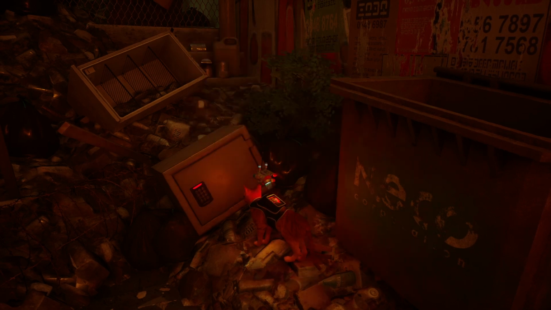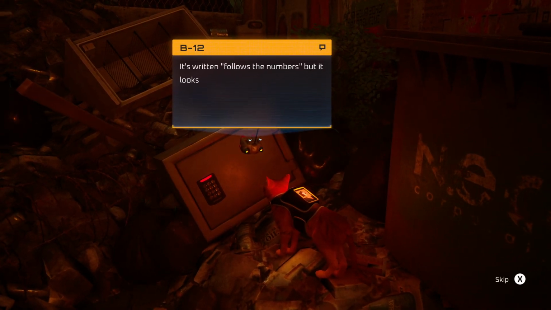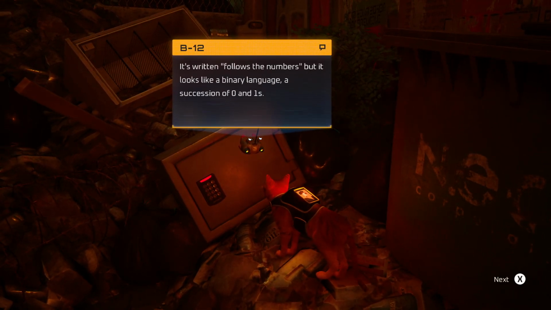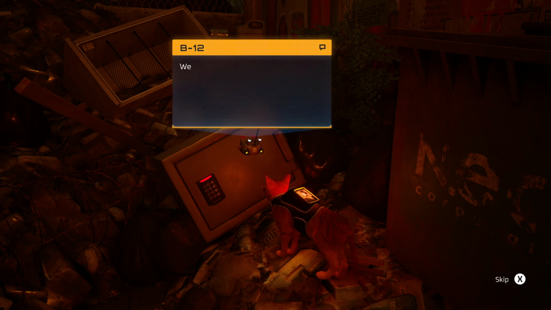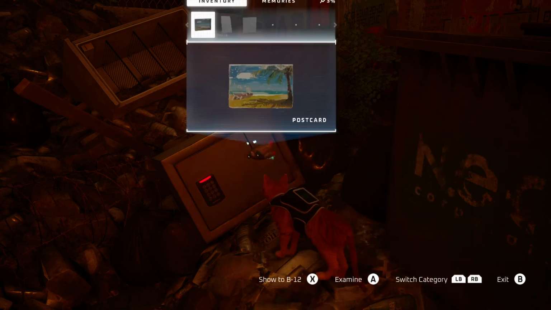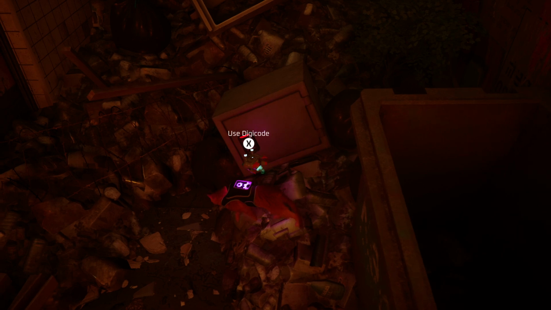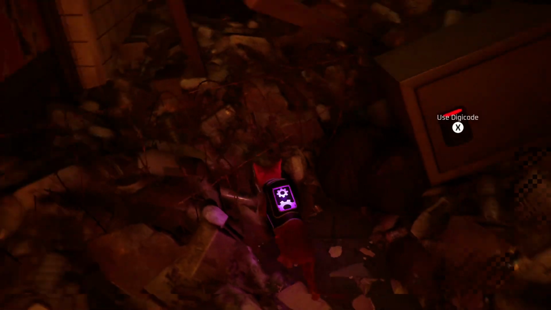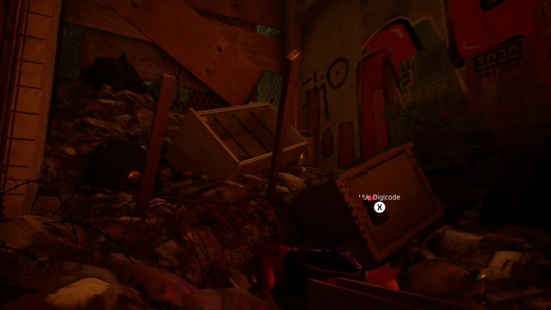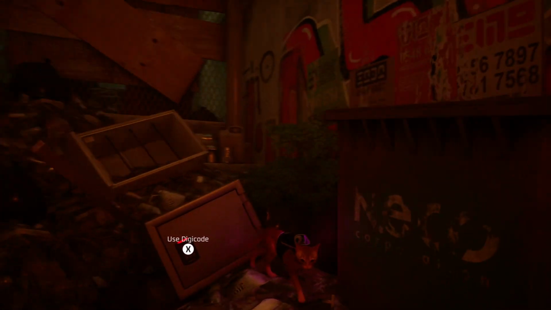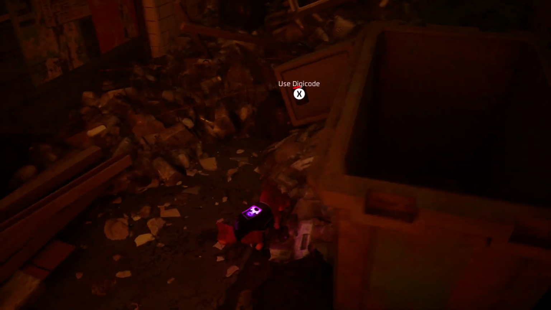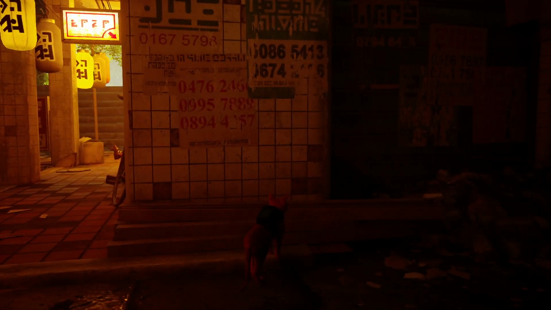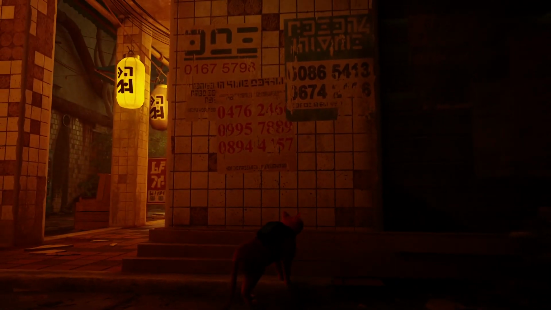Show to B12. Follows the numbers, but it looks like binary language, right? So I guess that's going to be the code for the safe, but to open the safe, since we do not know how to translate from binary, it's going to be a little bit difficult. So we'll have to figure out at some point how to do that. Wow.